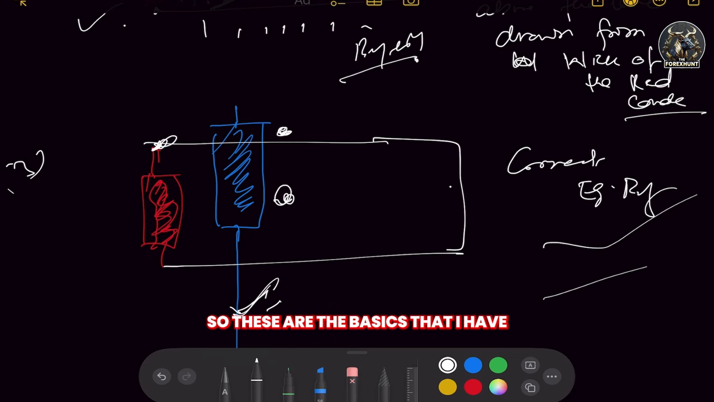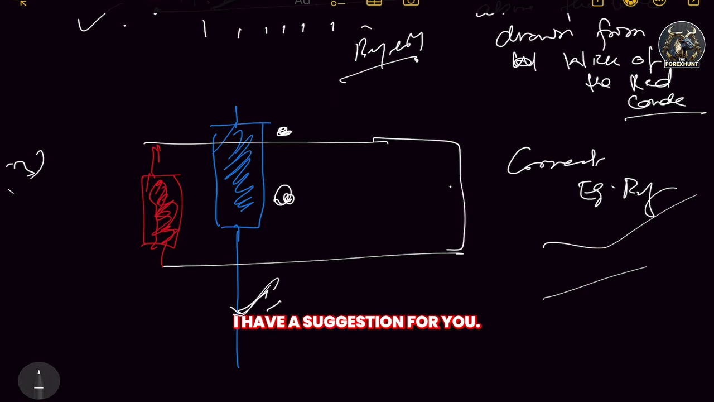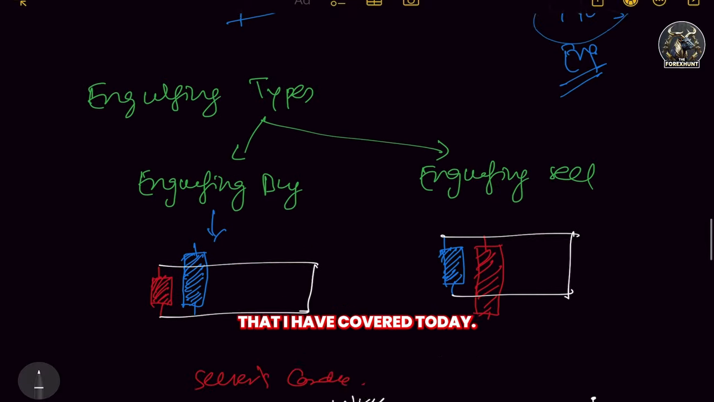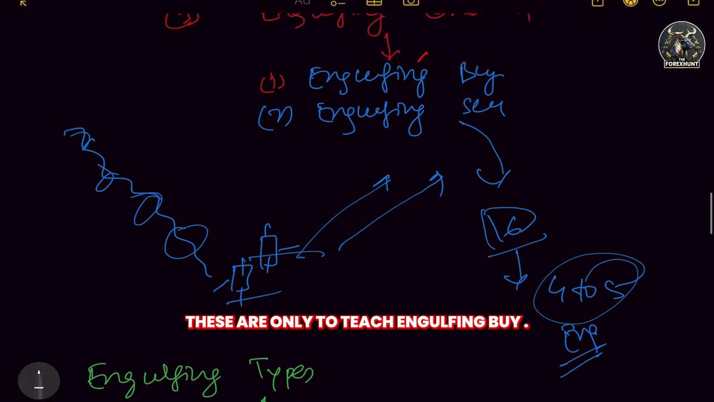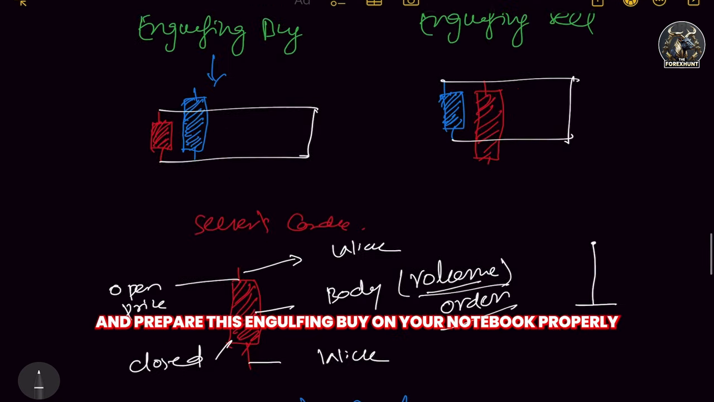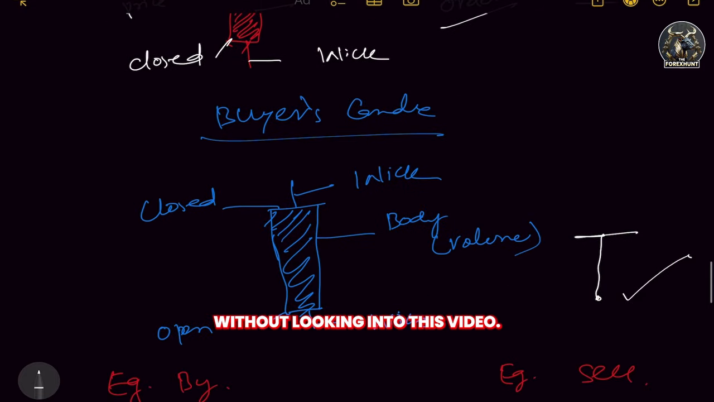So these are the basics that I wanted to cover in this video. After completing this video, I have a suggestion for you. Please go through this video twice. This is not an easy topic that I have covered today. These are only two types of engulfing buys. Please do not consider it easy. You have to practice and note it down into your notebook, and prepare these engulfing buys in your notebook properly without looking into this video. It will not take too much of your time.